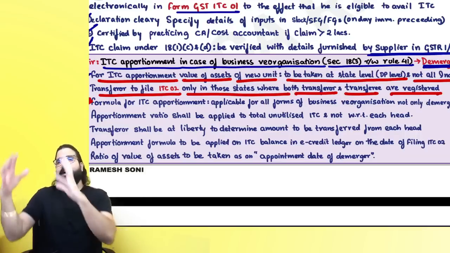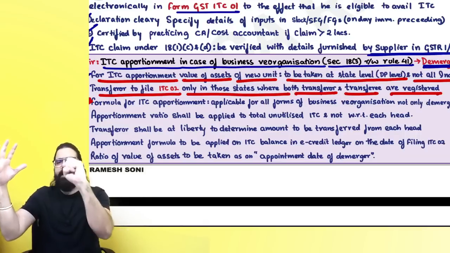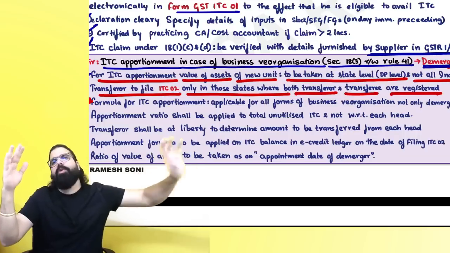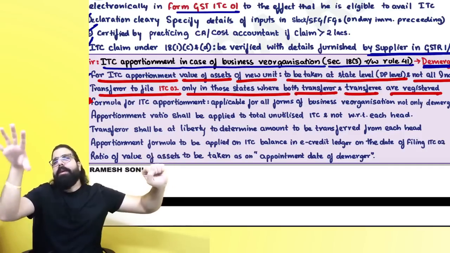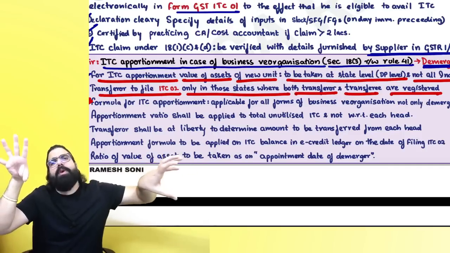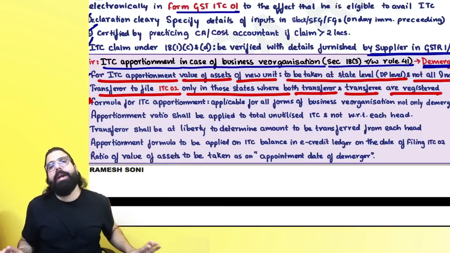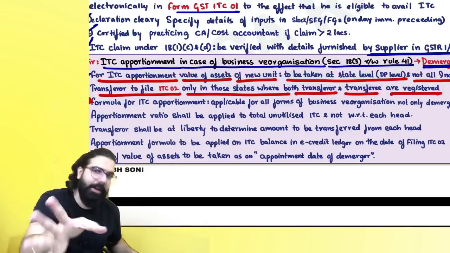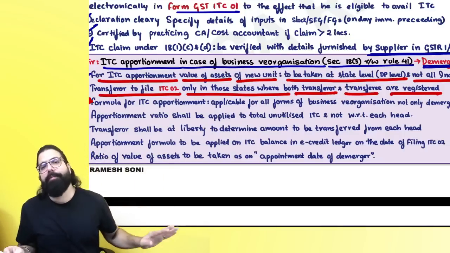For example, one father's business was there, he demerged, he cut off a small part and gave it to one son to run it. Now, everyone, there are two businesses. Whenever a small part is cut off from a business, then government is telling you can transfer the credit in the asset ratio. It is not only for demerger.